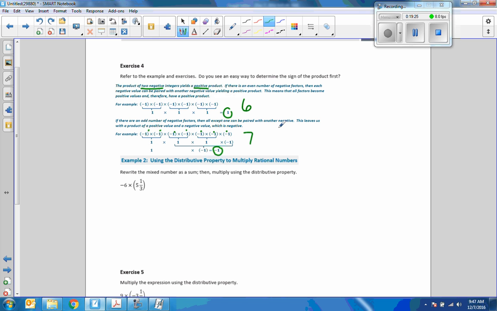And this up here adds 6. So an even number of negatives gives us a positive answer. An odd number of negatives gives us a negative answer.